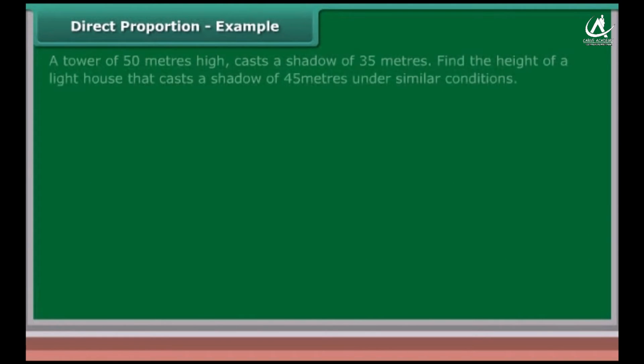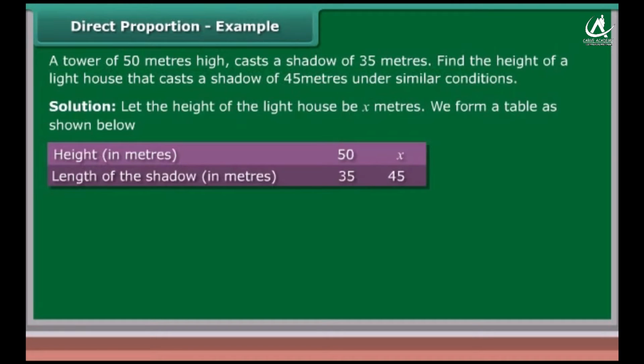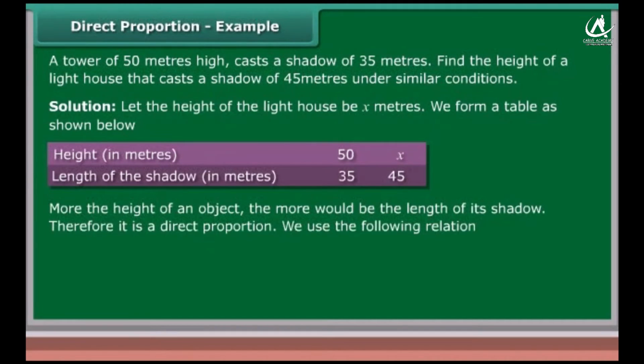Example 2. A tower 50 meters high casts a shadow of 35 meters. Find the height of a lighthouse that casts a shadow of 45 meters under similar conditions. Solution. Let the height of the lighthouse be X meters. We form a table as shown below. The more the height of an object, the longer the length of its shadow. Therefore, it is a direct proportion. We use the following relation.